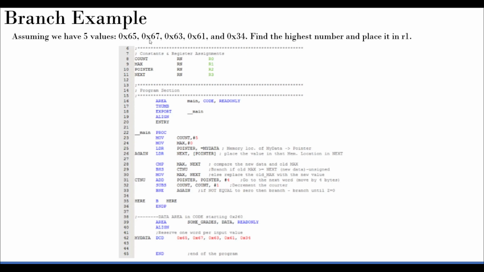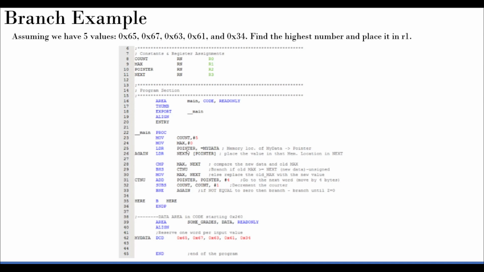So this should come out, and the second position should come out in R1. So this is the code I am writing. You can see that there are 5 variables. There's a variable count, and at the start, let's put max equal to 0. And then you load the address, this particular location in here. So my data location is loaded in the pointer.